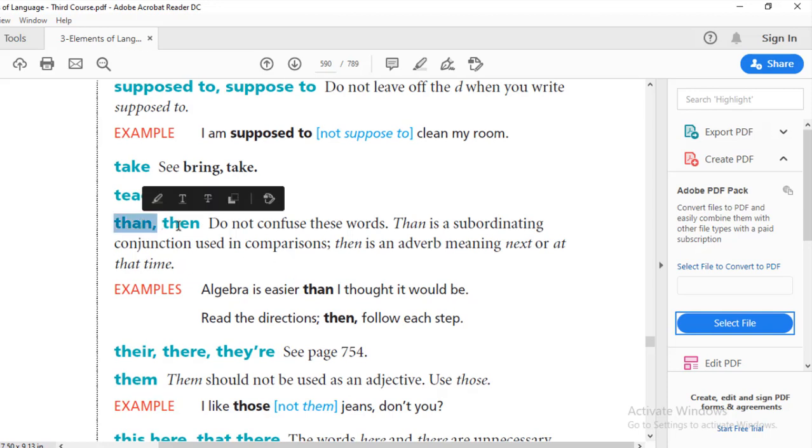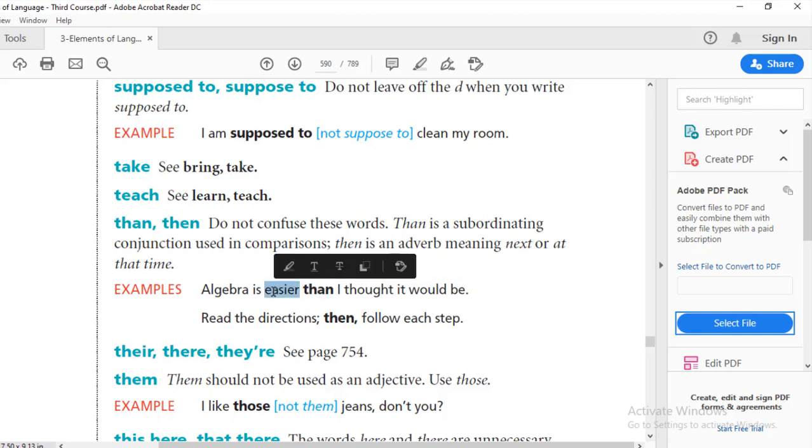And we have than and then, right? In the comparison or superlative, some people are trying to switch between these two words. Like what? Like this example. For example, algebra is easier than I thought it would be. You have to choose here than because you're comparing. So whenever you are saying easier than, faster than, smaller than, bigger than, any comparative, you should use the word than, and be careful it's with the letter A.